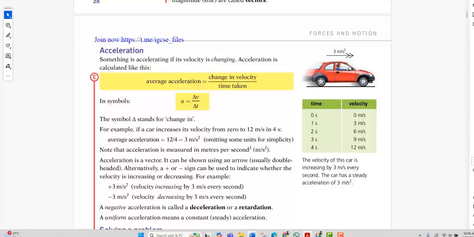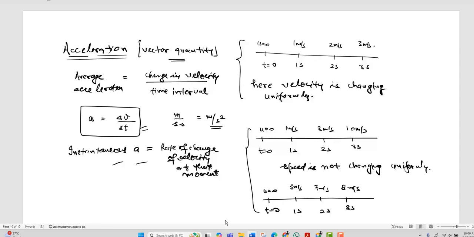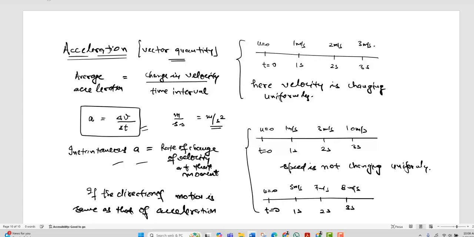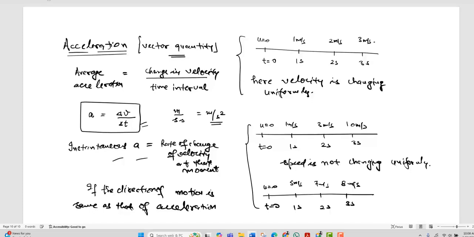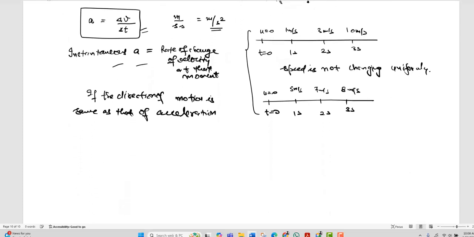If the direction of motion is same as that of acceleration, we say that the speed will increase. We say that the object is speeding up.